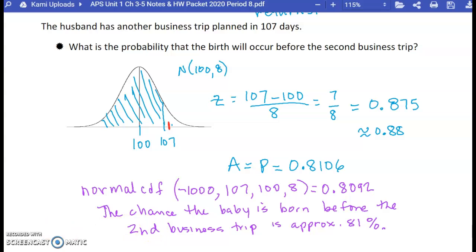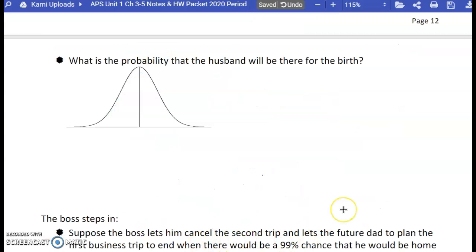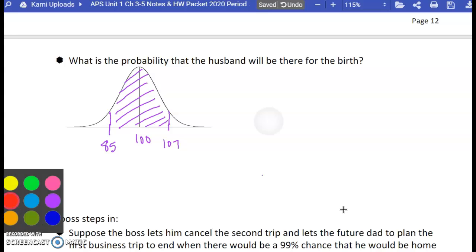Okay? So the classic next question is, what's the probability the husband's going to be there for the birth, given that he has to go to both business trips? So we had 85 as the lower end cutoff, like he's going to be gone before that. And then 107 was the cutoff at the top end. This represents the time period that the dad is around. And so we want to know that probability.